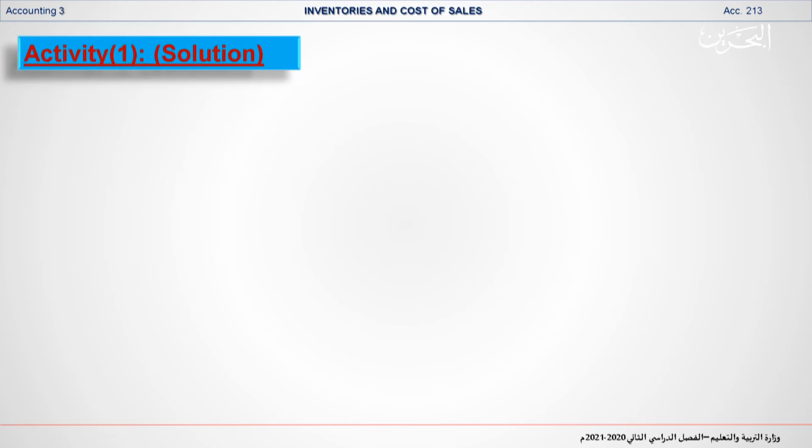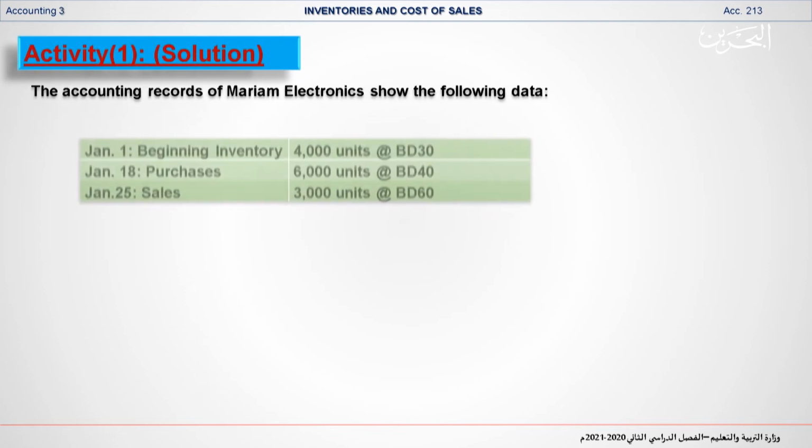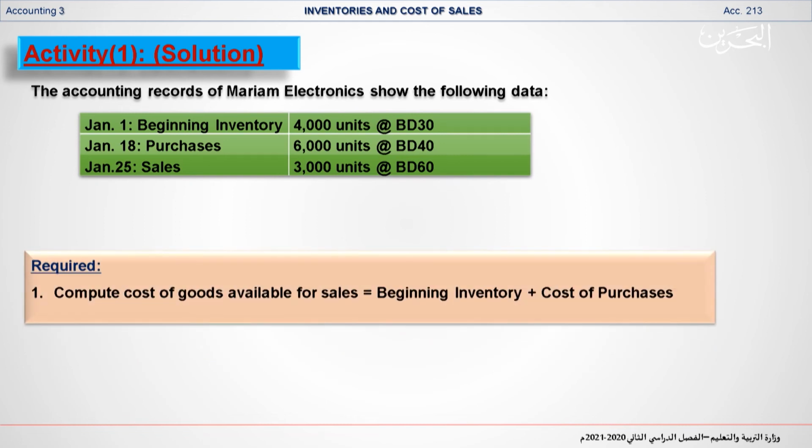To start with the first requirement, which is to compute the cost of goods available for sales, which equals beginning inventory plus cost of purchases. The cost of beginning inventory is 4,000 units multiplied by 30 BD, which is the cost per unit. And the same thing applies for inventory purchases of 6,000 units. The total cost of goods available for sales will be 360,000 BD.